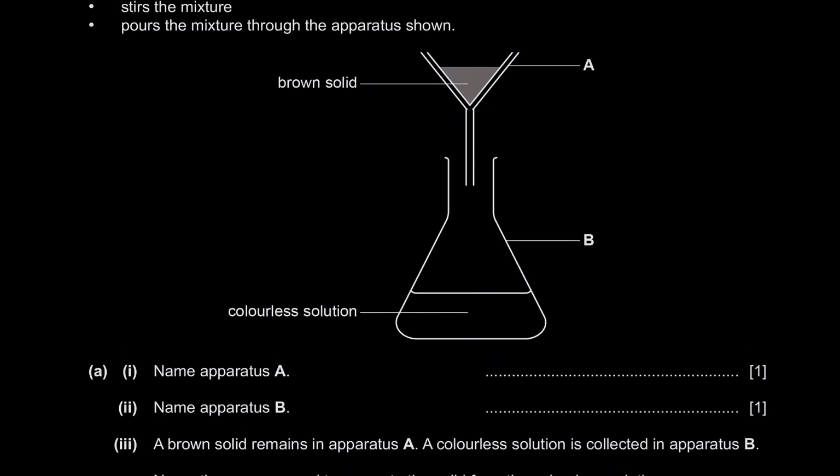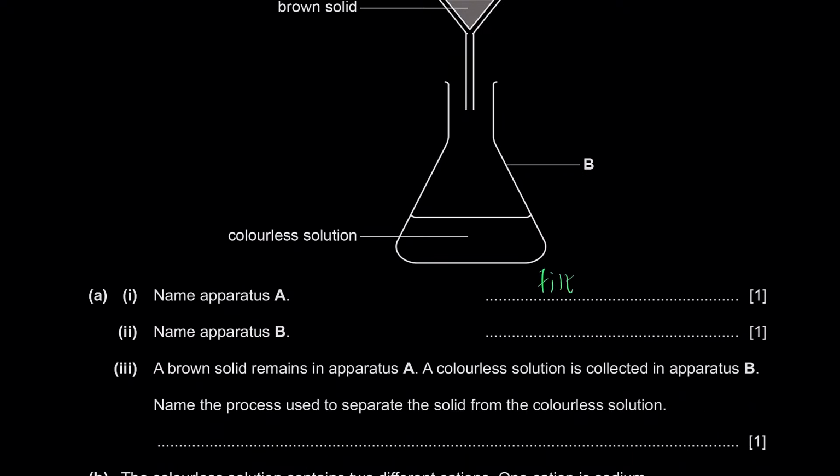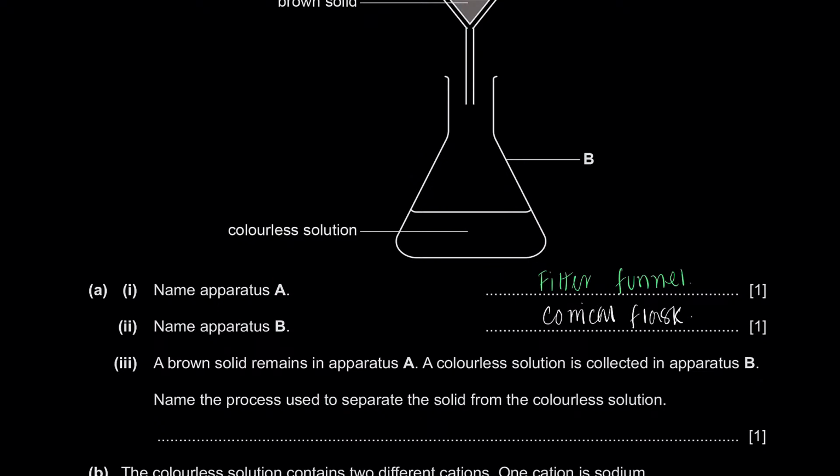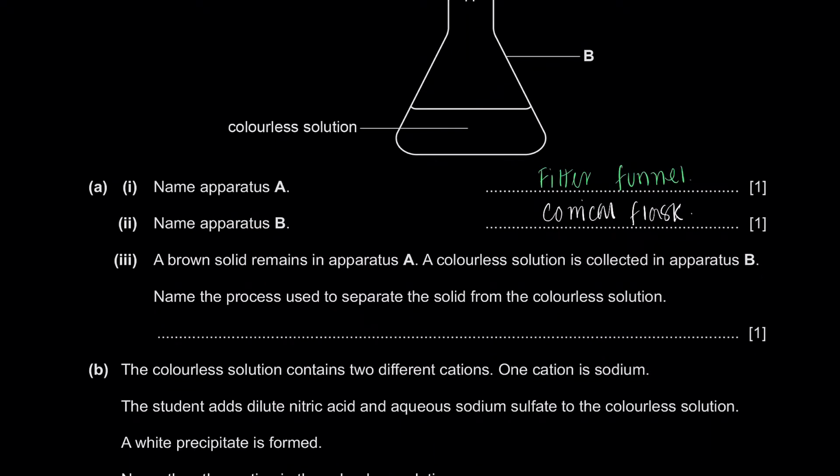Okay. A is, what is it? Well, it's a filter funnel. Funnel. And B, what is B? It's a conical flask. Okay. Brown solid remains in the apparatus A. A colorless solution is collected in apparatus B. Name the process used to separate the solid from the colorless solution. I wonder what it's called. It's called filtration.